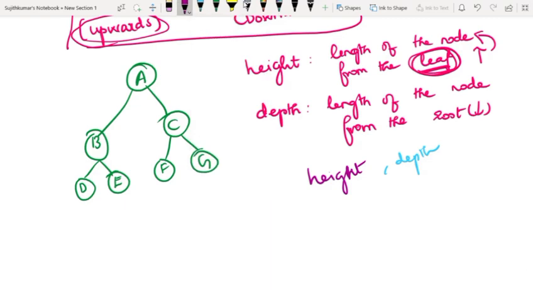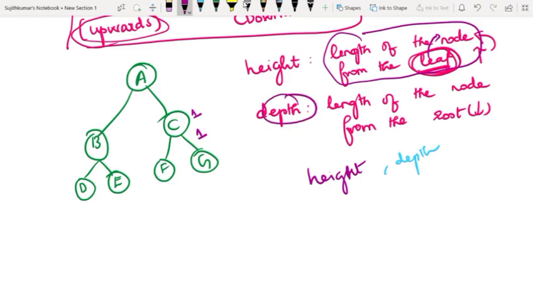So the height of C, look at the definition, should be measured from the leaf to that node. The leaf you can consider is either G or F. If you consider G, the height is 1 unit. So the height of node C is 1 unit, because you have only one edge. Not the number of branches, the number of edges only. And the depth of the node is from the root, we come below, so 1. Depth is also 1, because you have only one branch.